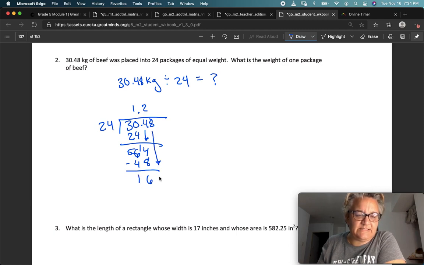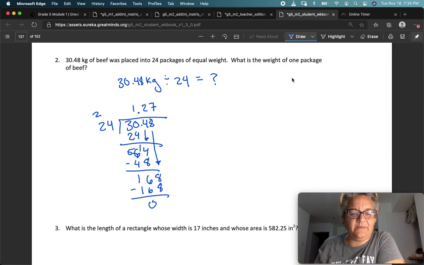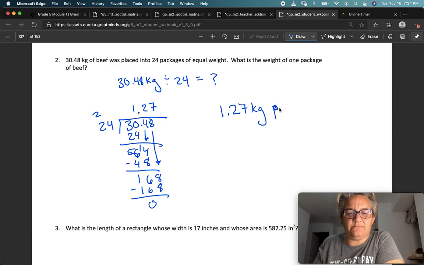Bring down this 8. And now I think I can get 24 into 168. 1, 2, let's see. 1, 2, 3, 4, 5, 6, 7 times. Let's try that. 7 times 4 is 28. Carry the 2. 2 times 7 is 14 plus 2 is 15, 16. Yay. All right, what is the weight of one package of beef? 1.27 kilograms per package.